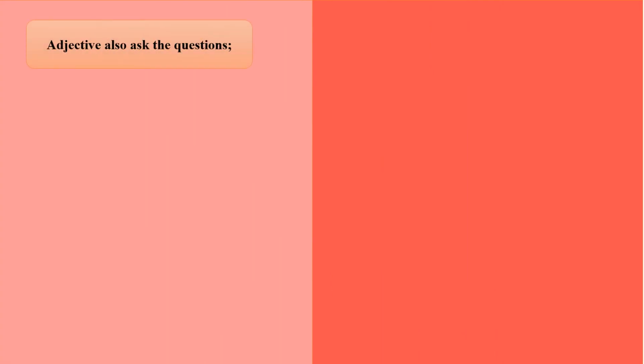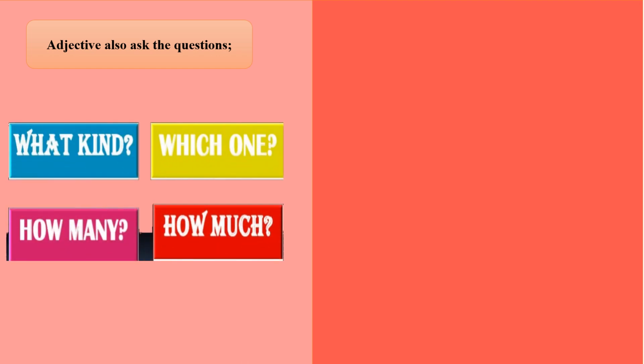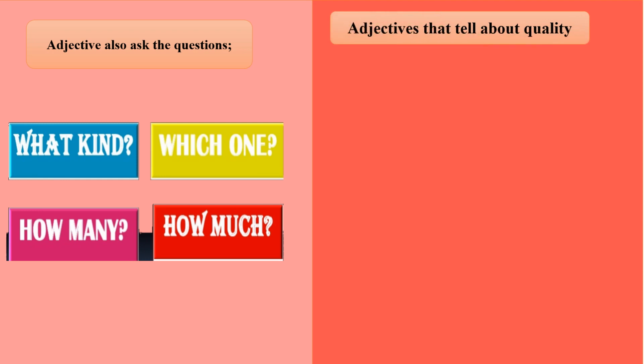Now, how to identify an adjective? All you have to do is remember these few questions. That is, what kind, which one, how many, how much. Now, let's go through this. Words used to describe quality, color, size, shape and number.